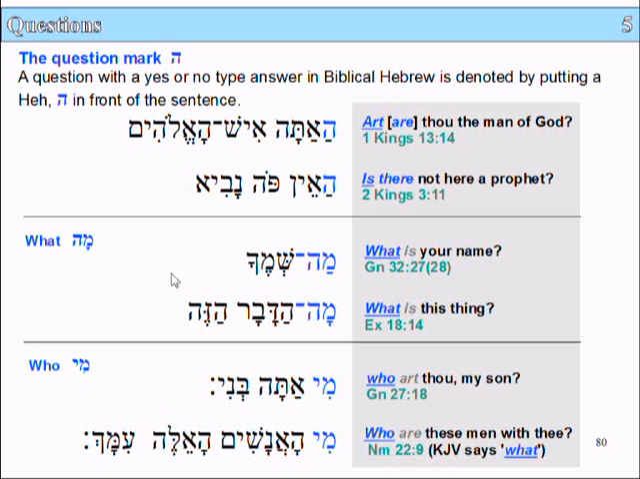Okay, so that's all for questions. If we want to say yes, no type questions, we use the hey at the beginning of the sentence. And it doesn't mean the in this case, and you can tell it doesn't mean the because it doesn't make sense if it says the. And if we want to say a what type question, we use the word ma. And it's the same in modern Hebrew, just the same. And if we want to say who, we say mi. Just the same in modern Hebrew.